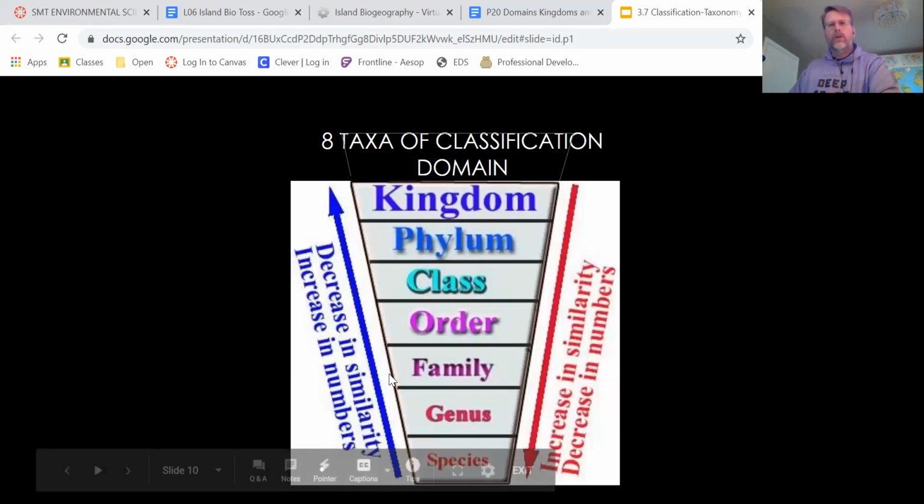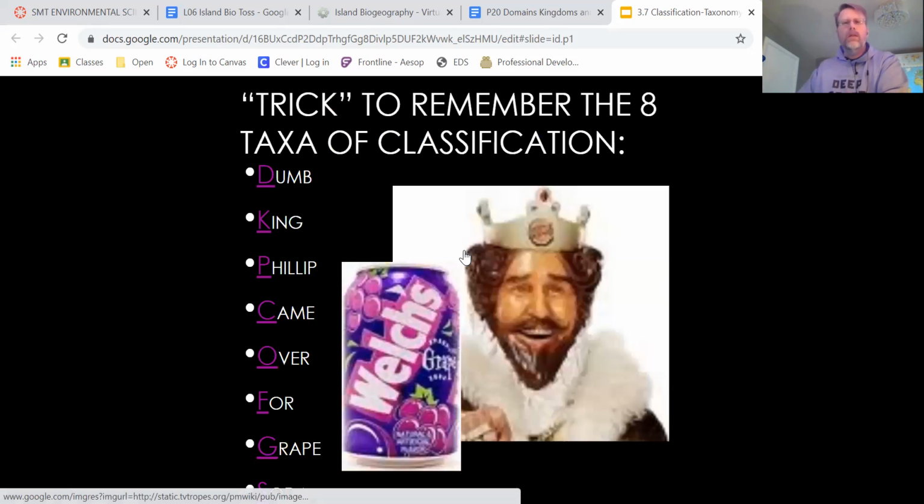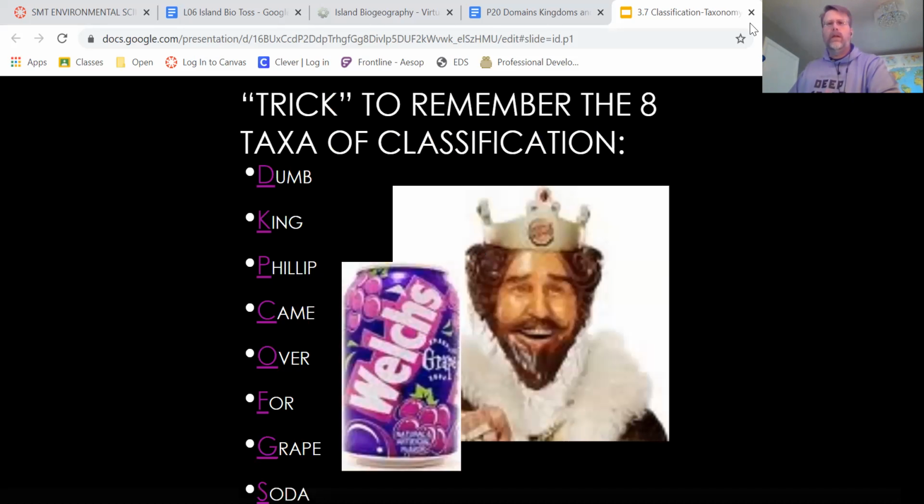Here we see the relative amount of similarities, and importantly, in environmental science, the role they play in the environment. There are a number of different ways you can try to remember this. In this class, we're going to have open note tests.